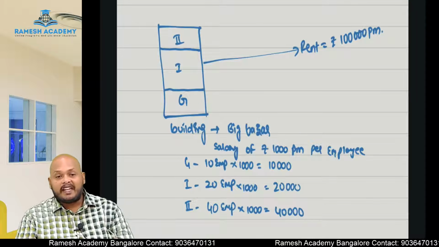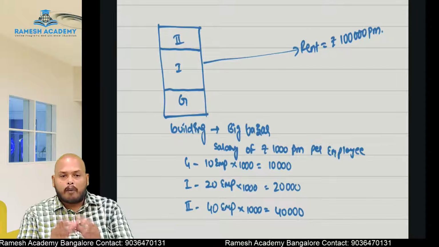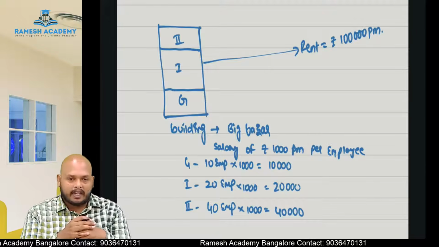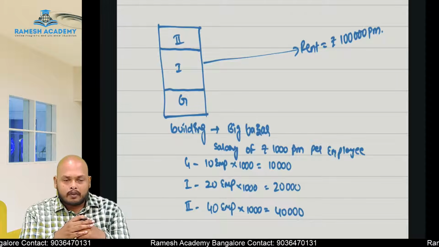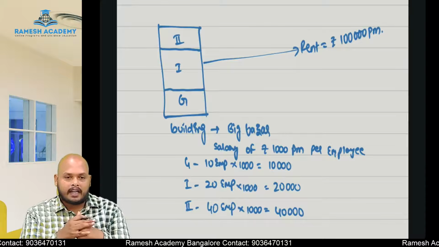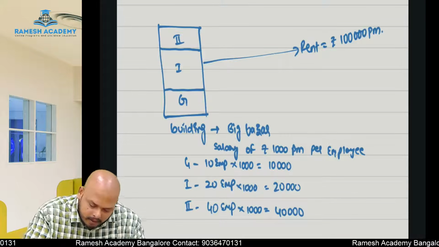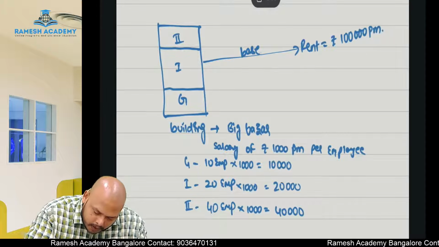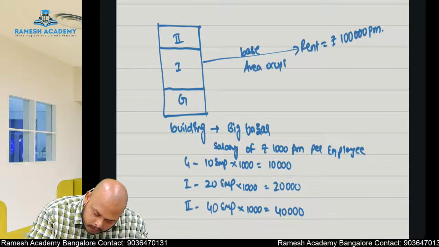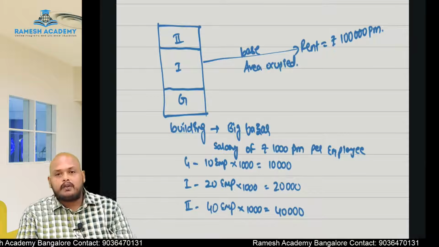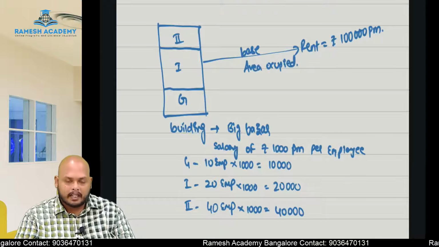We cannot identify directly. Here, to apportion this rent of 1 lakh, to distribute this rent of 1 lakh between ground, first and second floors, we require some base. The base which we will use here is area occupied. Suppose I am giving information like this.